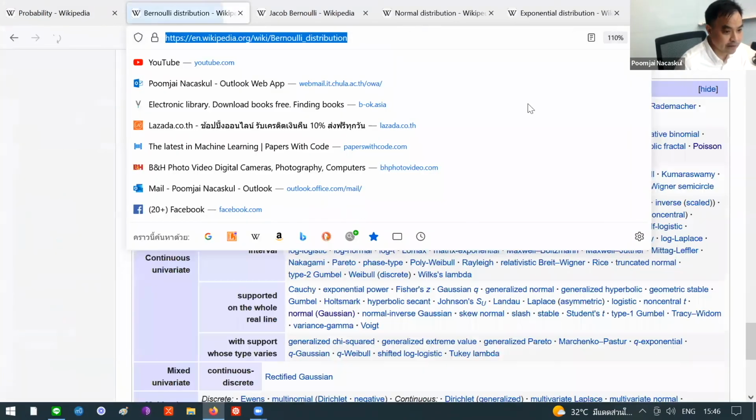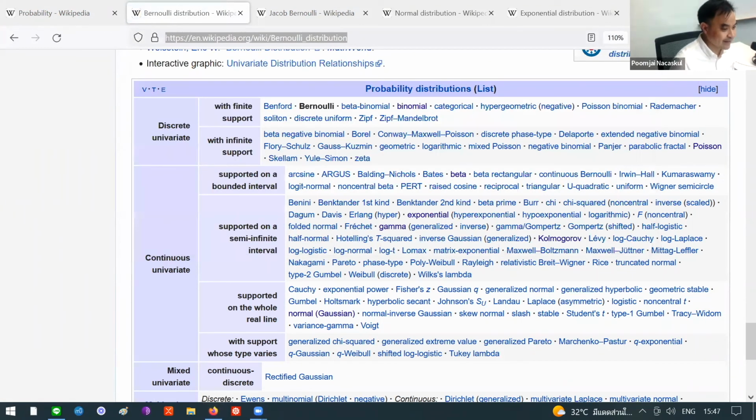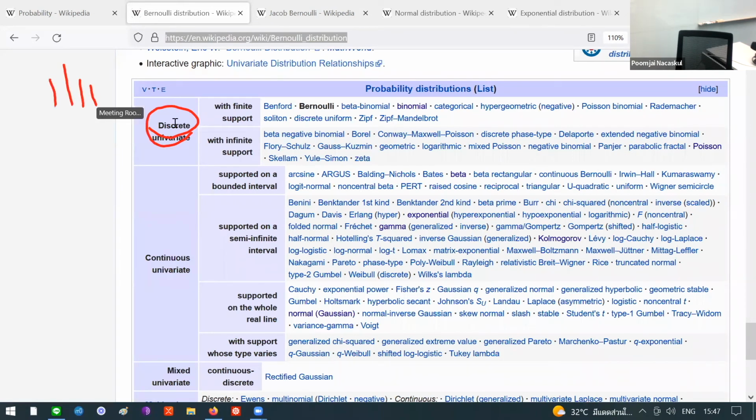Bernoulli, okay. Again, Bernoulli is just one of them. Now watch this. With finite support. Finite support, but discrete. That's the key word here. The key word is if it's discrete, the probability is concentrated at a point. In other words, it's one of these spiky things.